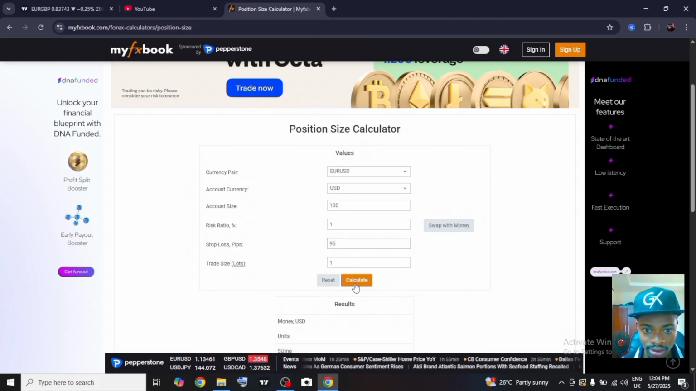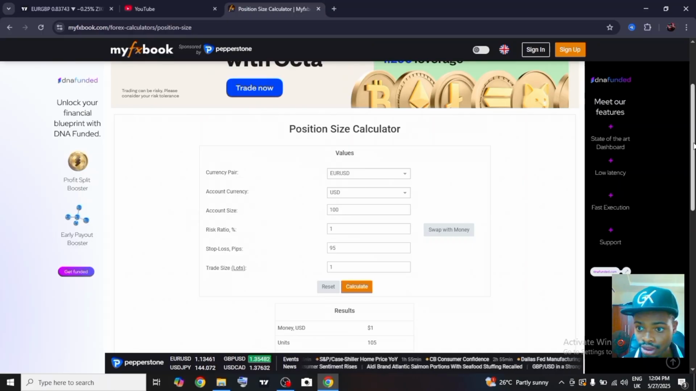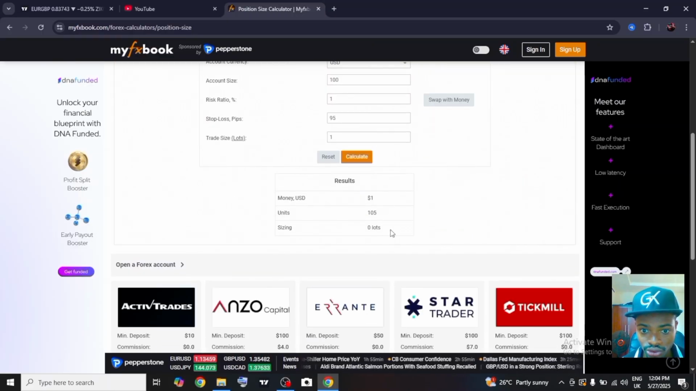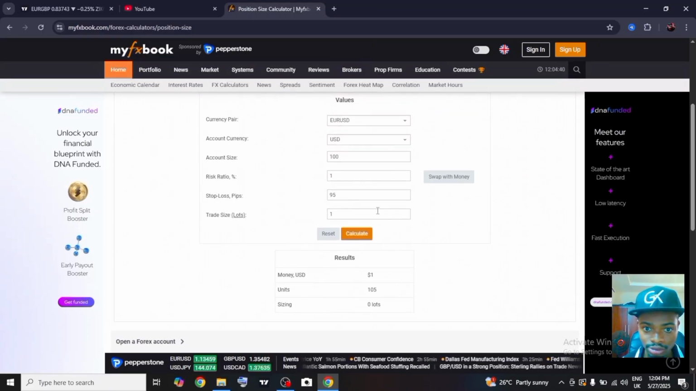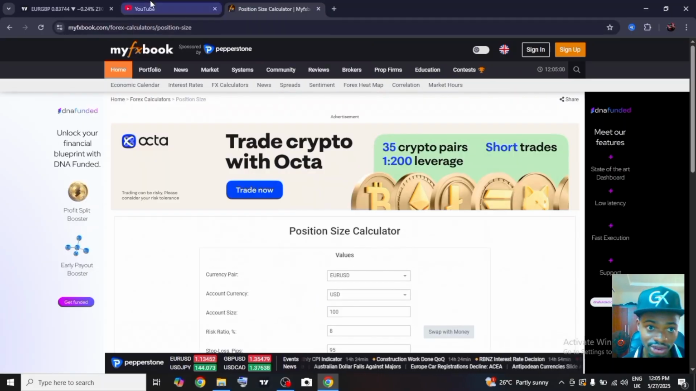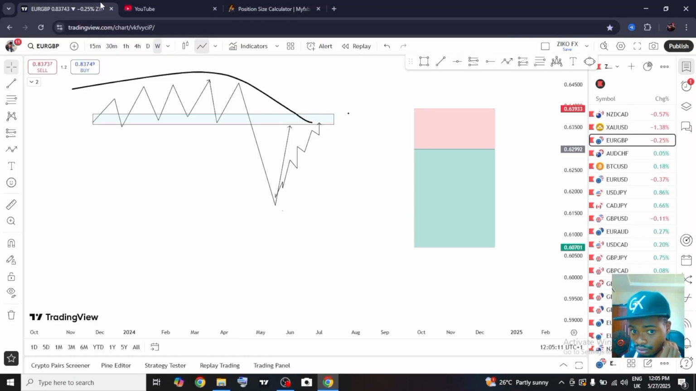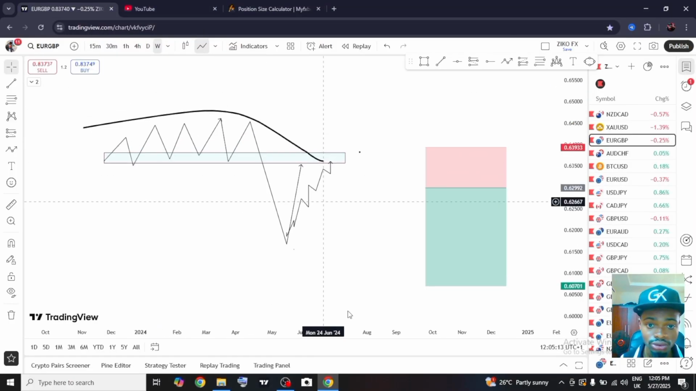Then you hit calculate. Once you calculate, it will give you how many lots to use. Let's put something relevant. So if you use 0.01 lots, you'll be losing $8, which is 8% of $100. So you only be losing $8. So you already know how much you're going to lose if that trade goes against you, right? So it's very important to know that.